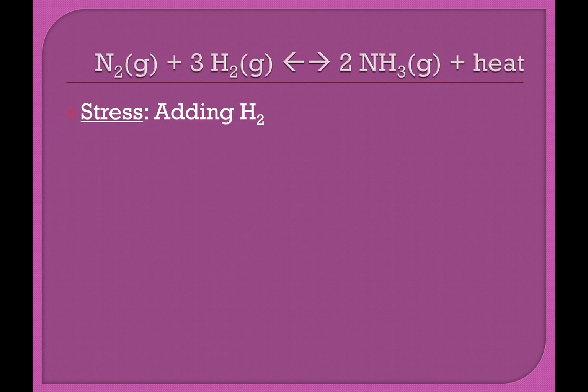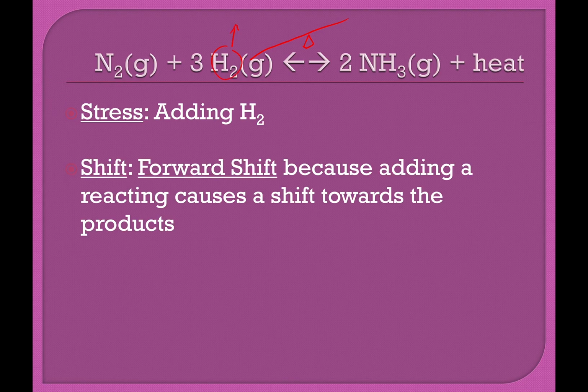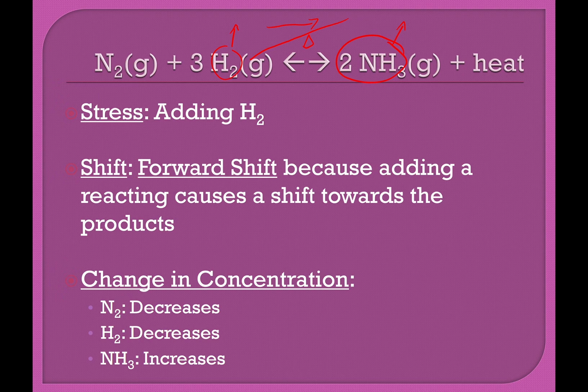Adding H2. So if we add H2 here, our seesaw is going to get weighed down towards the left side because we're adding more H2. We're increasing the concentration. This will cause a shift to the right to try and bring that right side of the seesaw down, which means we need to increase the concentration of this. The only way to increase the concentration of ammonia is to have more effective collisions between nitrogen and hydrogen to form more ammonia. When that happens, we use up nitrogen and hydrogen, so their concentrations will decrease, and we can therefore increase the concentration of ammonia.